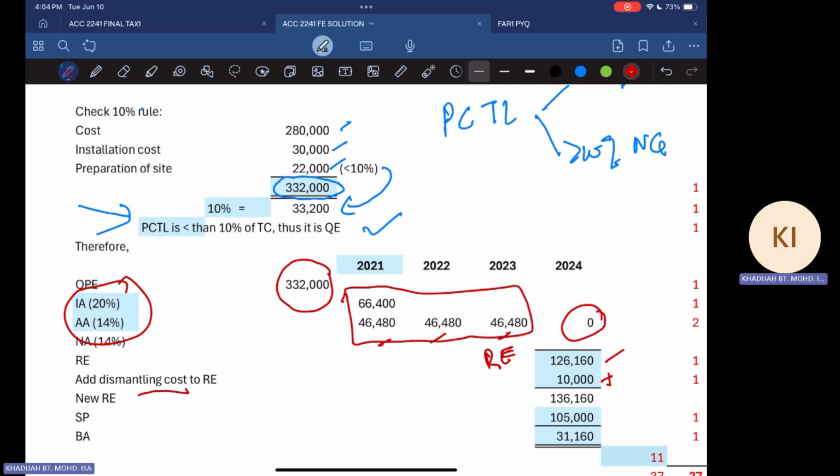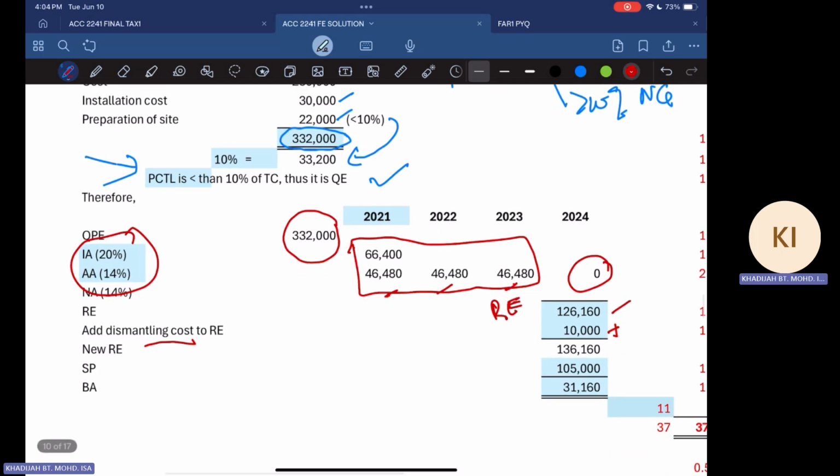And then you also have to incur cost to dismantle, and this cost is added to your RE. So RE instead of 126, now you have RE of 136,000, and the sales proceeds of the machine was 105,000. So from there you compare, you see that you sell for less than the value of the asset. So in this case, it's a balancing allowance, or in other words, it's a loss on disposal. Yeah, we call it a balancing allowance. So balancing allowance later will be put together with your capital allowance for YA 2024.